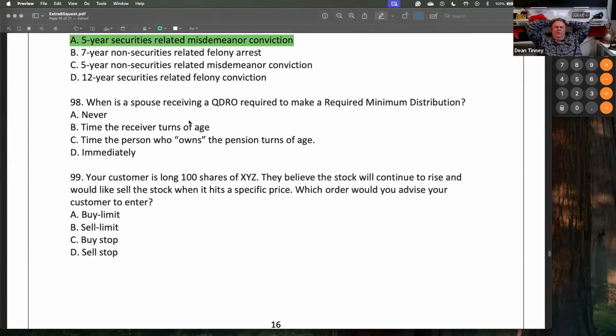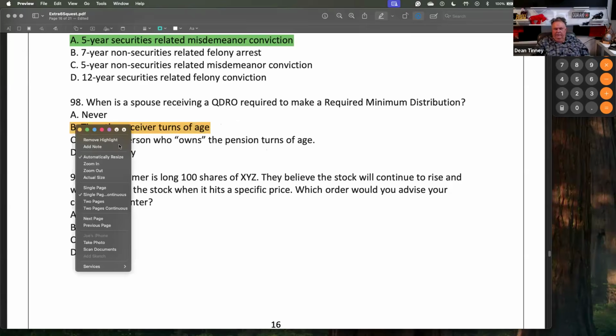When is a spouse receiving a QDRO required to make an RMD, a required minimum distribution? When he or she turns 73. Right on. So what's the best way to say that? Brian, I think, is being kind of weird on his language. That's B, right? You're correct. The way Brian is saying that, that's B. Turns age 73.